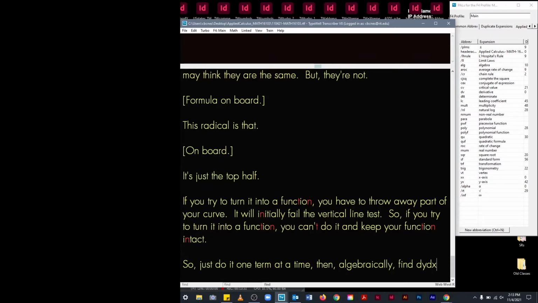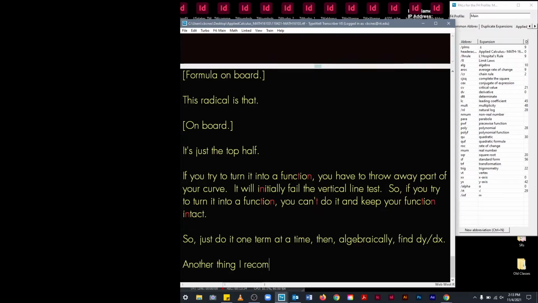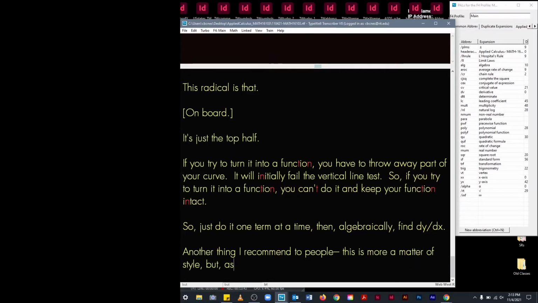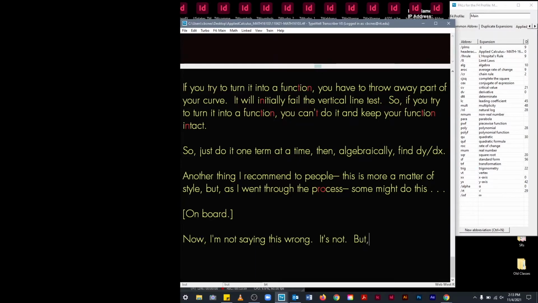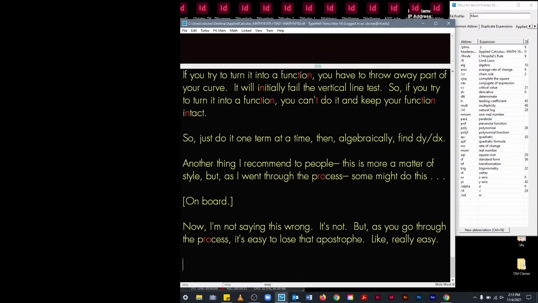Another thing which I typically recommend to people, and this is just a matter of style more than anything else. When I went through the process, I was using dy over dx. Now, some people who have done this in the past might do this. Okay? Now, I'm not saying this is wrong. It's not. But as you're going through the process, it's really easy to lose that apostrophe. And I mean really, really easy. And then all of a sudden your y's and your y primes get mixed up.